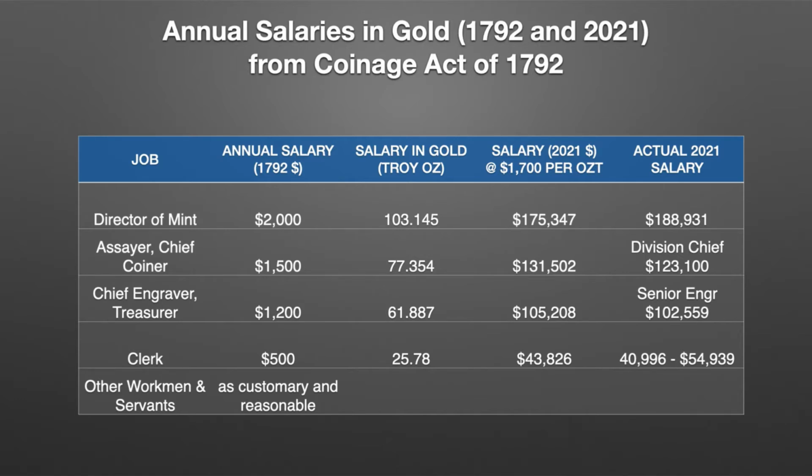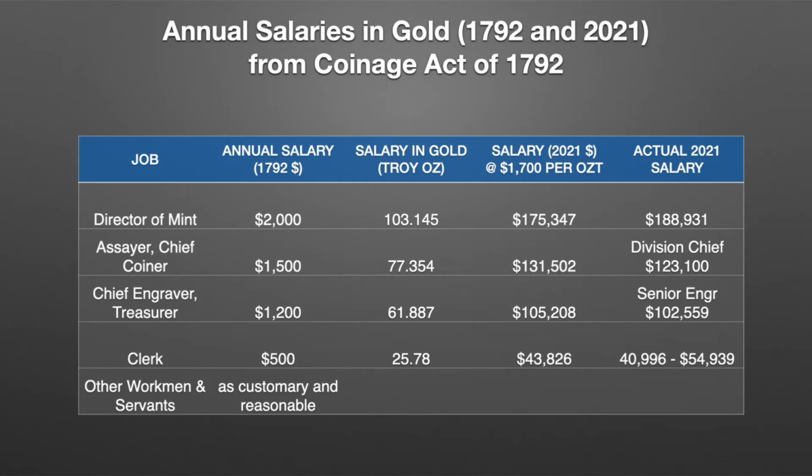But you can see the salary of the clerk from 1792 in 2021 dollars was $43,826 if he was paid the same amount of gold. It's right in the middle of that range there. So you can see it kind of works out.